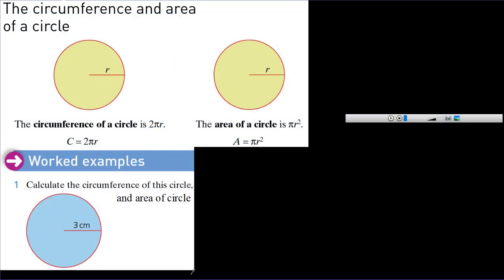Hi dear students, in this video we are going to study the circumference and the area of the circle. There is a formula for the circumference, 2 pi r, written here. Circumference also means the perimeter of the circle. We can say the perimeter here.